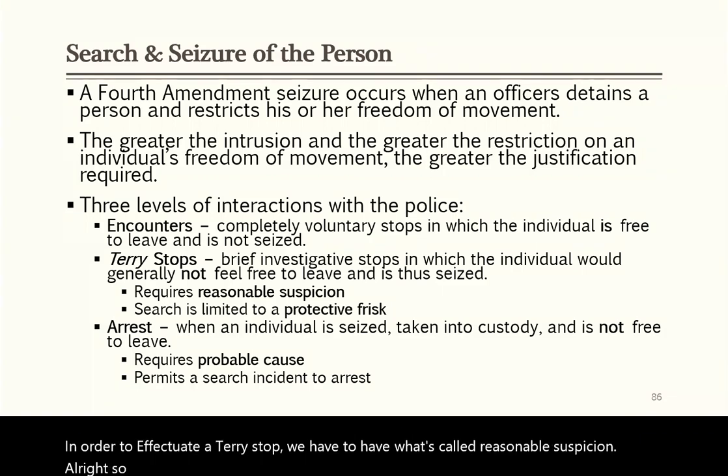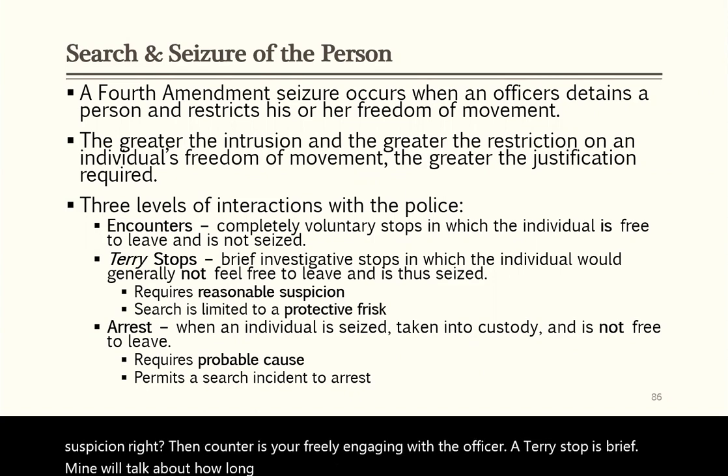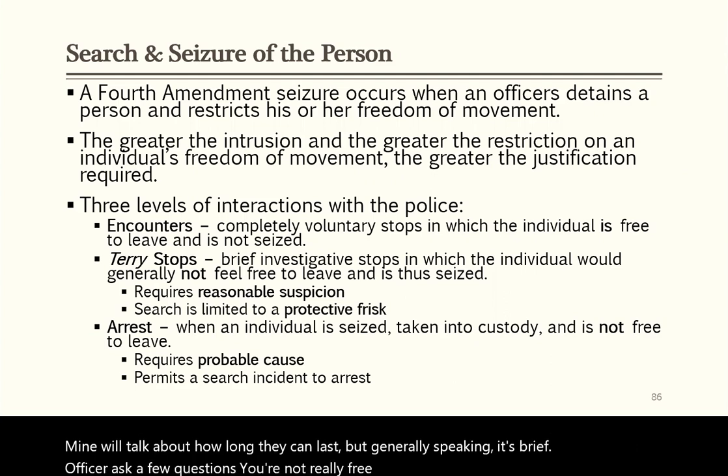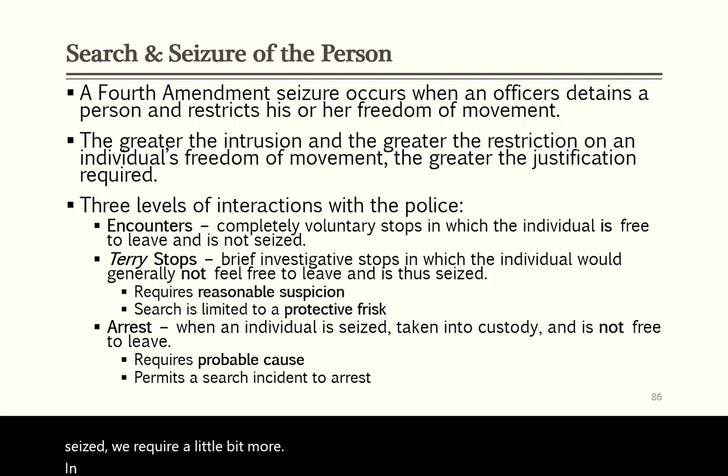So compare that to encounters. With encounters, we don't have to have any kind of suspicion, right? The encounter is you're freely engaging with the officer. A Terry stop is brief, and we'll talk about how long they can last, but generally speaking, it's brief. Officer asks a few questions. You're not really free to leave, so you're seized. And since you're seized, we require a little bit more in terms of the baseline to hold you, so we require reasonable suspicion.